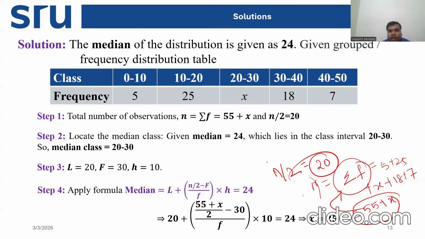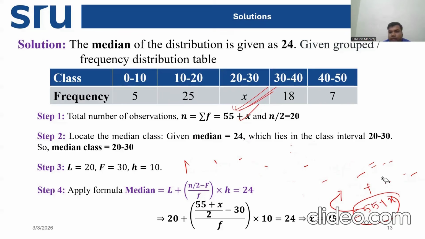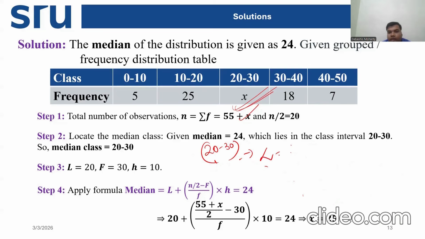So we need to locate the median. Already in the question it is given that the median is 24. So for 24, we need to see the class interval. The median class is 20 to 30, right? Next we need to find capital L, capital F, and small h. What is the representation for capital L? That is the lower boundary of the median class. As the median class is 20 to 30, the L value will be 20. And capital F, the cumulative frequency before the median class, is 30. Then the small h value, that is the width, is 10.